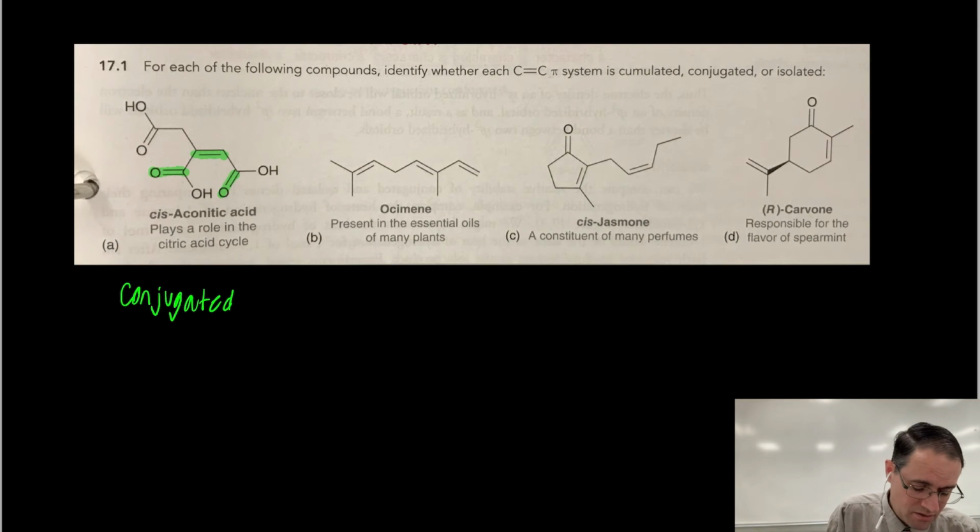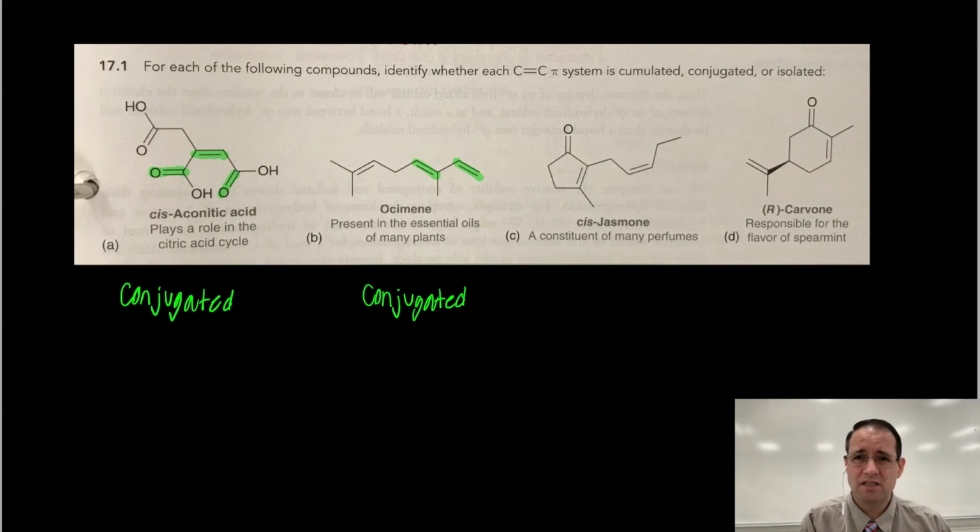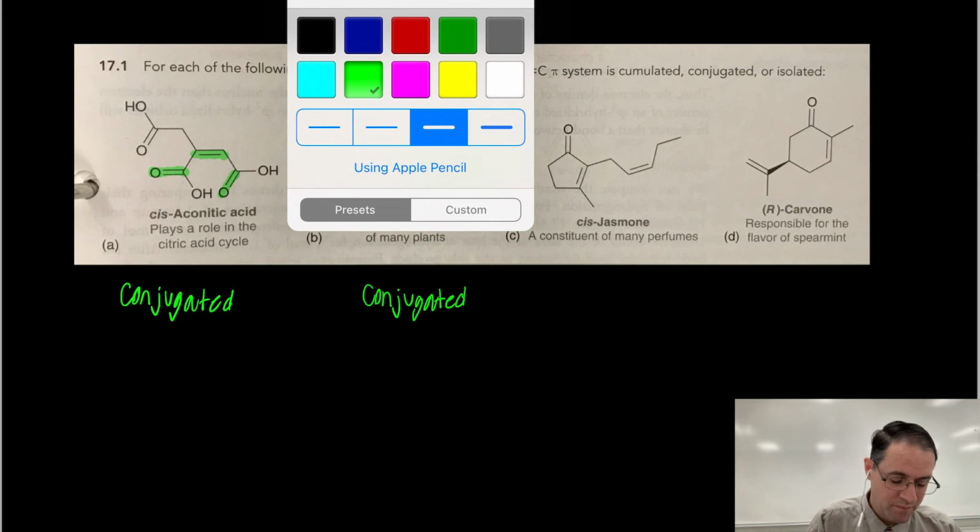Now in this molecule here, let's highlight what we have. We have two carbon-carbon pi bonds that are adjacent to one another, and this is conjugated. So we're going to label this as conjugated as well. Okay. Now, I know that pi bond on the very left of the molecule is not in conjugation with the other two, but it's not going to make the whole molecule isolated, okay? So we're still going to label this molecule as conjugated. All right.